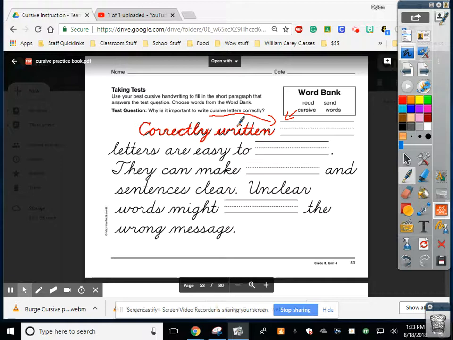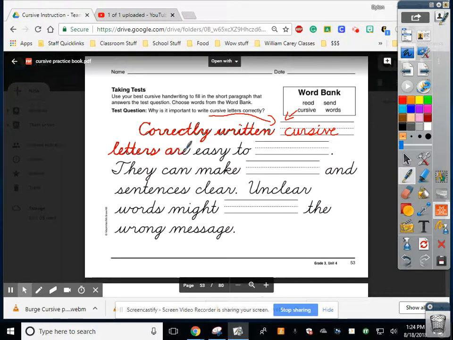So the first one, for example, is cursive. Correctly written cursive letters are easy to what? Are they easy to send, easy to words, easy to read? Pick your best judgment. But this is cursive. C-U-R-S-I-V-E. And put your dot. So easy. Okay. And I just gave you one answer. And if you read these sentences even for a second, the rest will come insanely easy to you as well if you have been paying attention for the last few weeks.